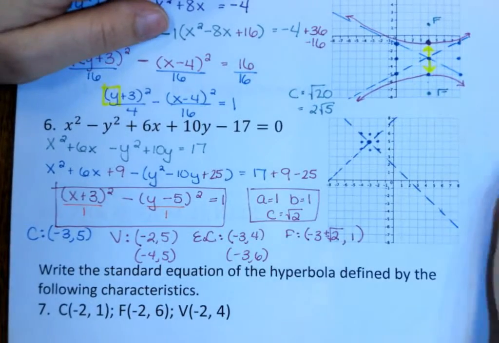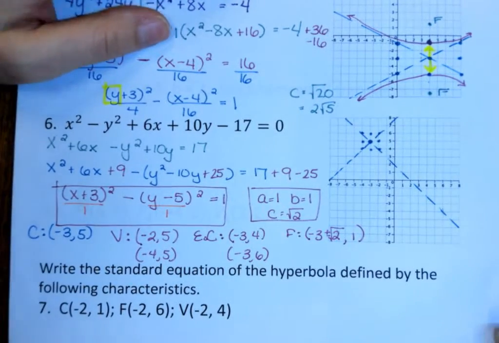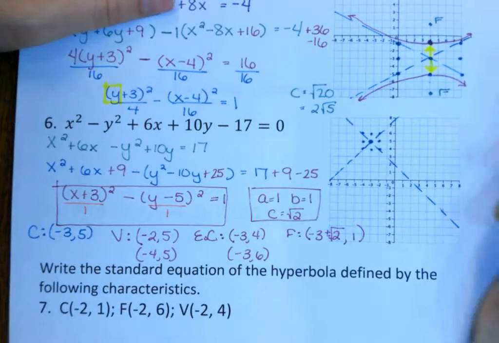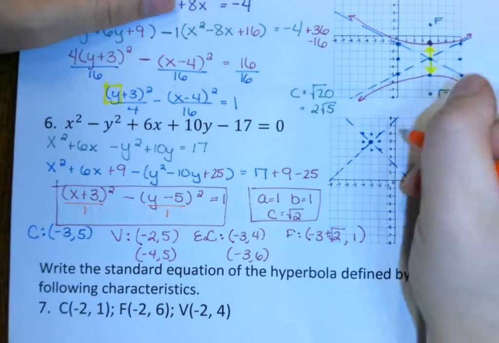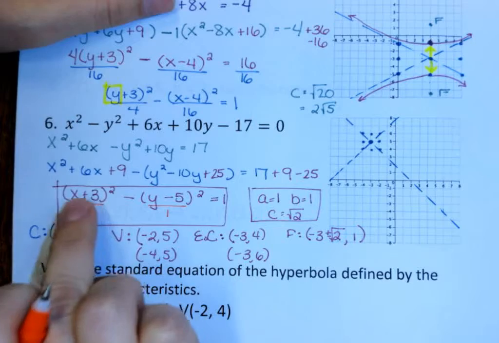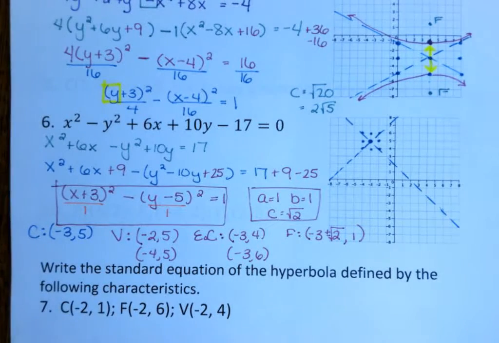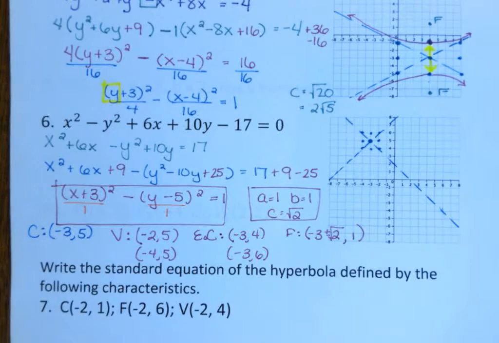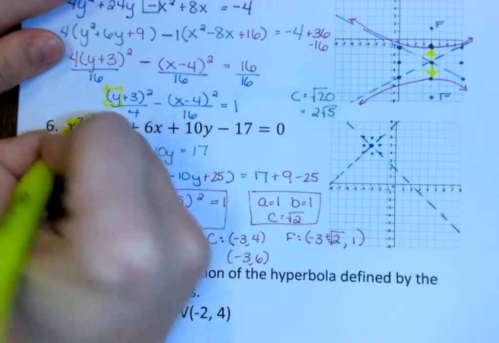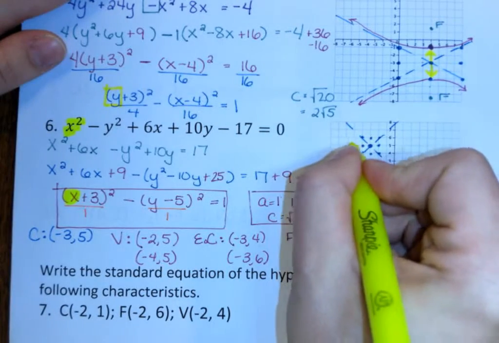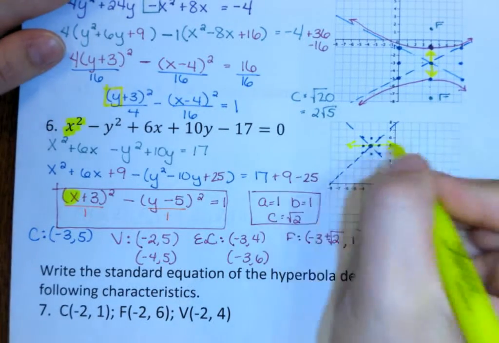So, which direction should my graph open? Up, down, or left to right? Left to right, because it is the x that is squared. Remember, it's that first guy that determines your direction. Since the x is the positive, and you can tell also up here, x is the positive number, this is the direction that I'm graphing.